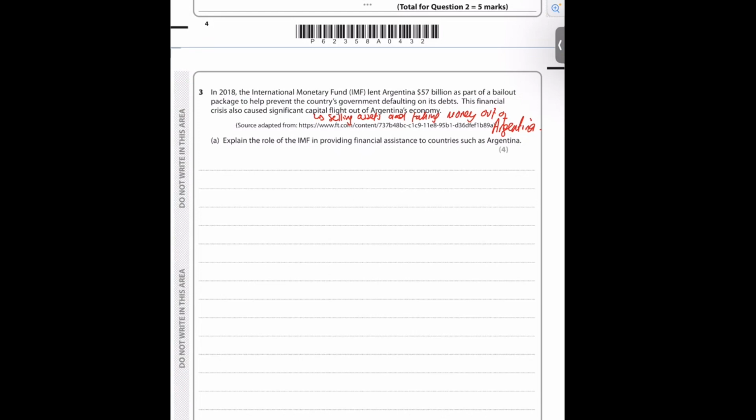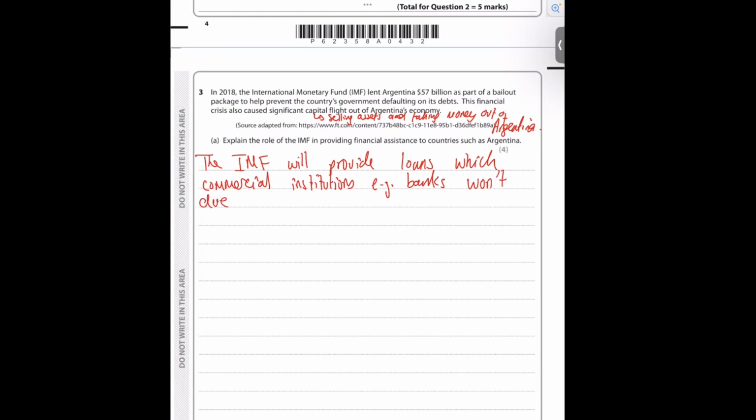Explain the role of the IMF in providing financial assistance to countries such as Argentina. Okay, well, the IMF, the International Monetary Fund, will provide loans which commercial institutions won't, due to the risk of their default.